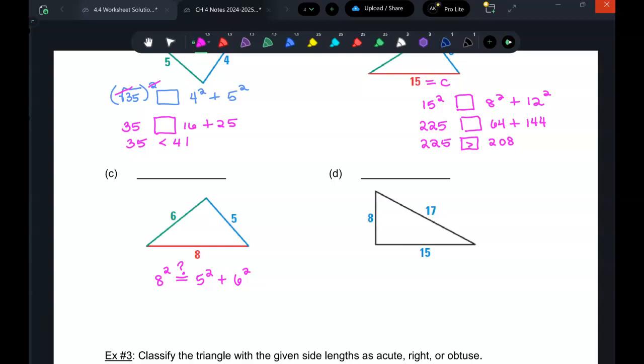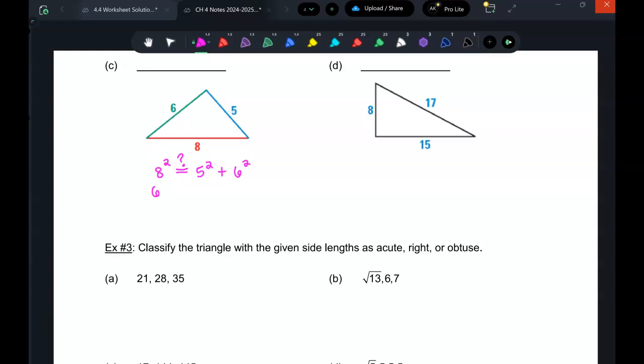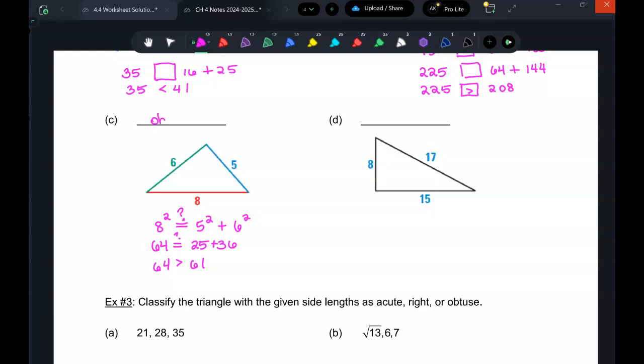What do we get for 8 squared? 64. So 64 is greater than 61. So I'm going to put greater than, which makes it obtuse. Good.